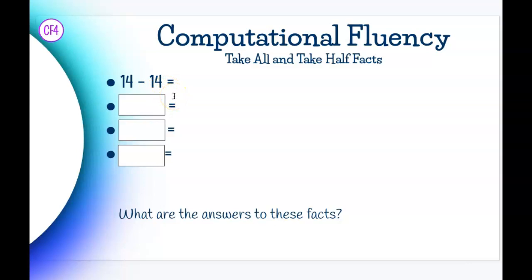14 minus 14 equals what? Let's look at our second one. 19 minus 19 equals what? Let's look at our third. 12 minus 12 equals what? Last one. 17 minus 17 equals what?